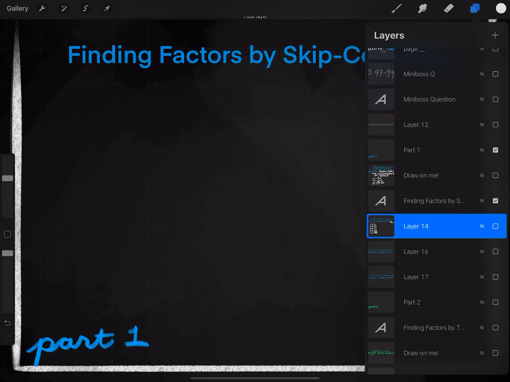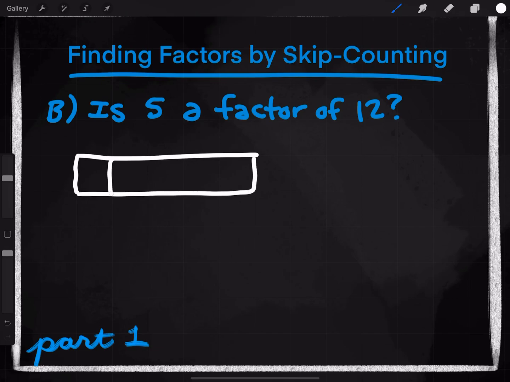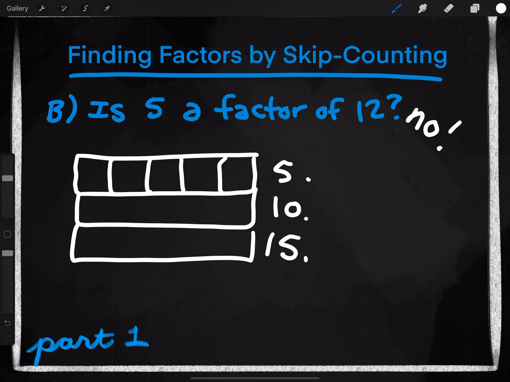Another example is, is 5 a factor of 12? Okay, so we'll skip count by 5's. Your book does it with pictures too, so I'm just going to add these. 5. Another row. 10. Another row. 15. Oh, that's more than 12. I never said 12, so 5 is not a factor of 12, because I cannot skip count by 5's and reach 12, because 12 will be in between these two numbers. It's not a factor.